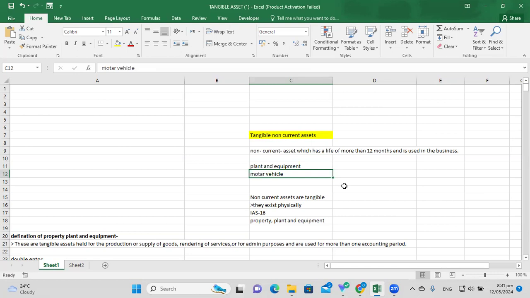We have a lot of non-current assets, and we know that a non-current asset is not something that we use to resell. A non-current asset is always used in the business to assist us in our operations. For example, we don't sell the motor vehicle in our business, but we use it to deliver goods to customers or something like that. In the same way, fixture and fittings, plant and equipment, and every kind of non-current asset.